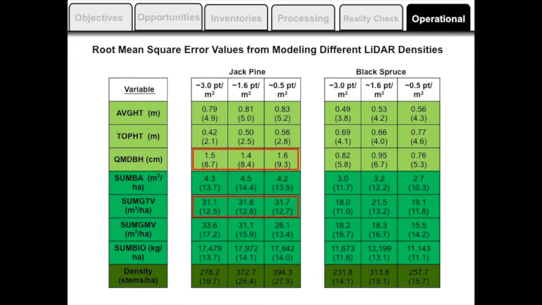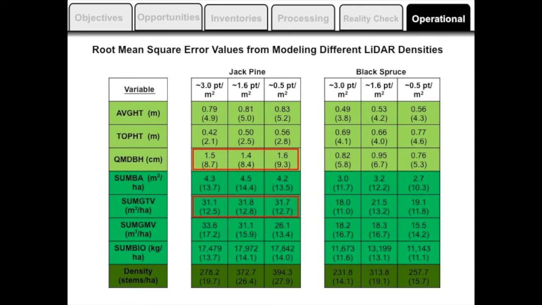For half that, 1.6 points per square meter, 1.4. And for that lower density, it was 1.6. This is percent RMSE on the bottom, and you can look across that number. There's no statistical difference from 3 to 0.5 in terms of the density.